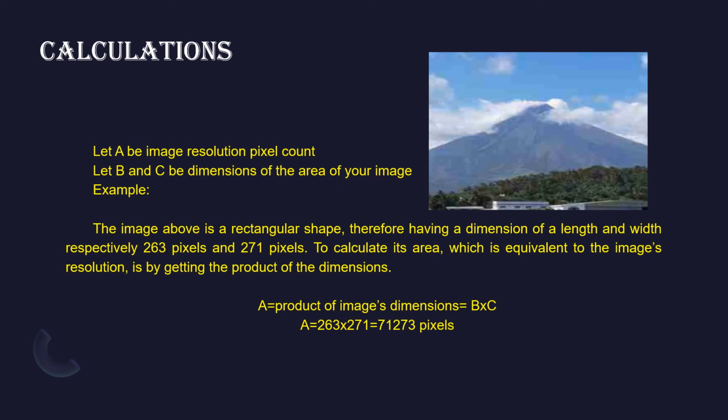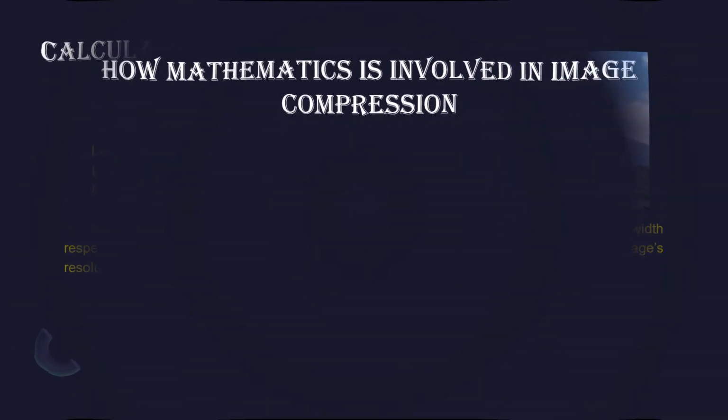Given that the length and width are 263 and 271 pixels respectively, to calculate its area, just multiply length times width. So 263 pixels times 271 pixels is equal to 71,273 pixels all in all.